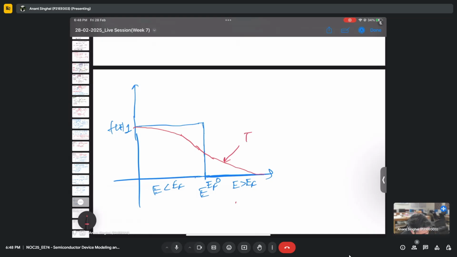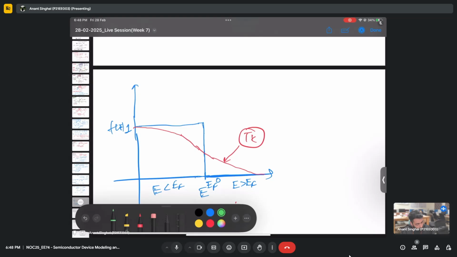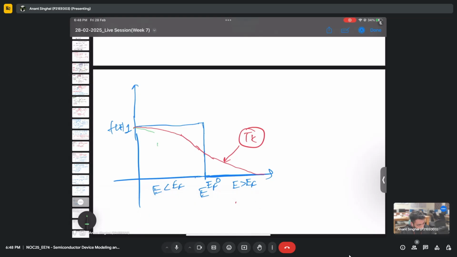Let's say this is at T Kelvin, some temperature. What happens to the Fermi distribution function? It broadens out once we apply a certain temperature. Makes sense? Yes, sir. Even if I increase the temperature more, it will widen and broaden more. So let's say this is T2, and T2 is greater than T1. Let's say this is T1.